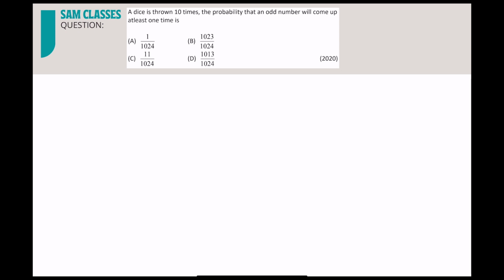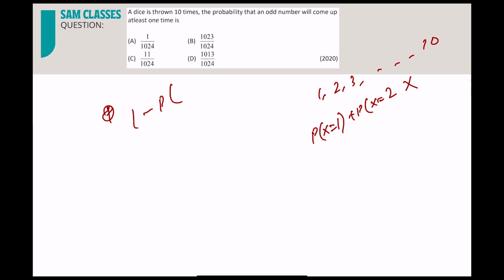So what is this? This is a bit tricky. Minimum one means what? It can start from 1, 2, 3, 4 up to 10. So we don't have to solve P(X=1) plus P(X=2). We can't do that. We'll do the opposite way. What we'll do? Total 1 minus P of X equal to 0. Okay, so we'll get all of it. So 1 minus 10C0.